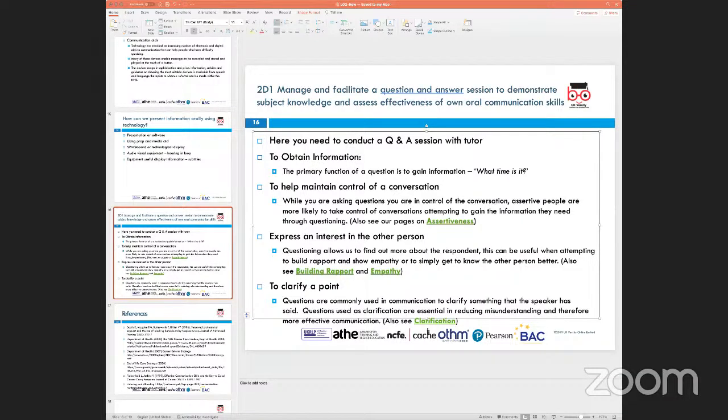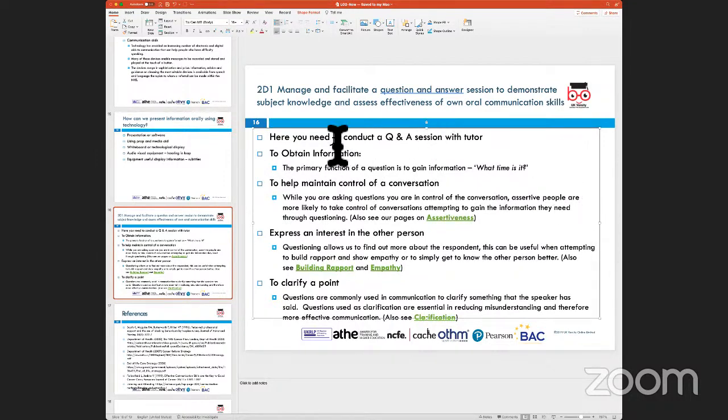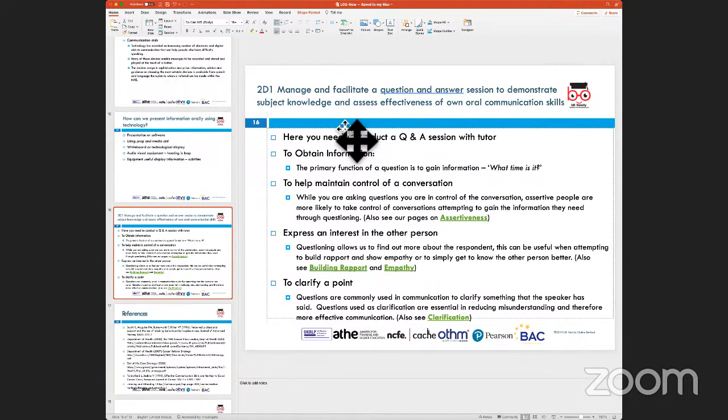So here, the idea would be, I would ask you certain questions and you would need to respond to those questions. These questions are going to be related to the health and social care setting, which I'm going to be looking at towards the end of the unit.